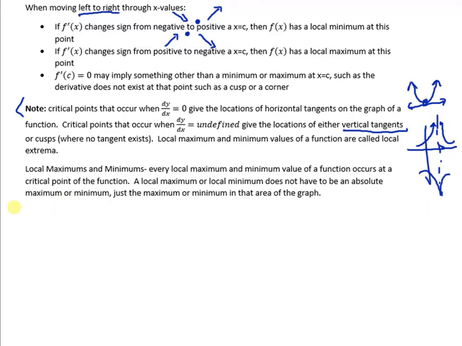Local maximum and minimum values are also called local extrema. Local max and mins. Every local max and min value of a function occurs at a critical point of that function. A local maximum or minimum does not have to be an absolute max or min. It's basically just any max or min on that area of the graph.